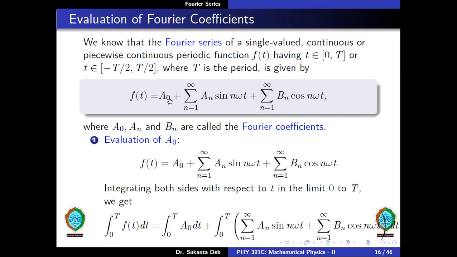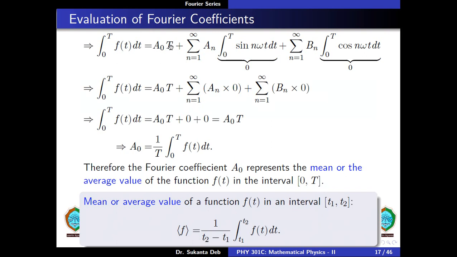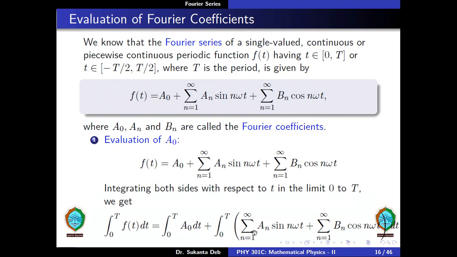Now let us first try to evaluate the coefficient a0. So we write down the expression for the Fourier series. Now we integrate both sides with respect to t in the limit 0 to capital T. So after integration, this expression becomes equal to this. Now this integral will be nothing but a0 into capital T, and this one can be arranged as summation over n is equal to 1 to infinity.